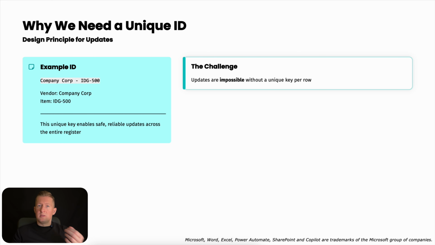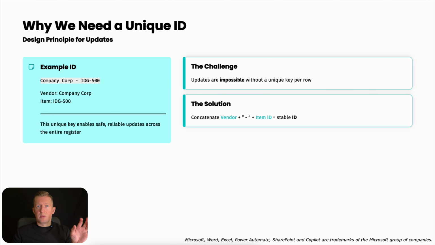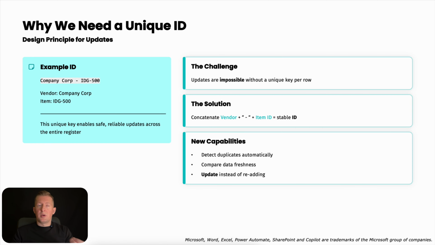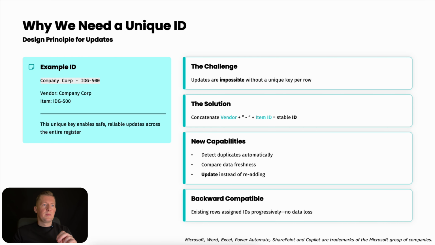The challenge in this case is that updates are impossible without a unique key per row, and the solution, the vendor plus item ID together, could result in a stable ID that can be used as a unique identifier. The new capabilities with the help of this are to detect duplicates automatically, compare data freshness, and update instead of re-adding new rows. And it's also backwards compatible. If you already have a table, we can develop this unique ID for the older added data as well.